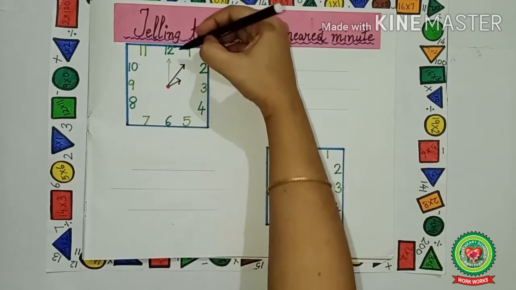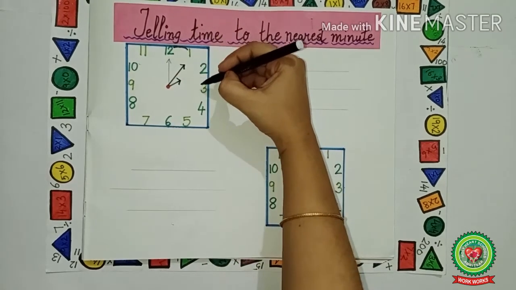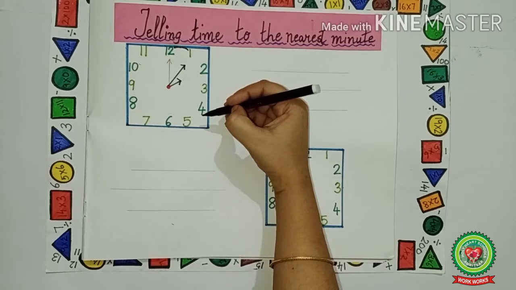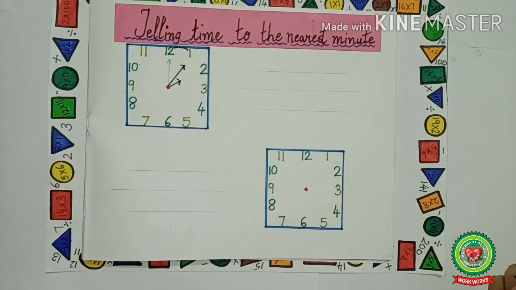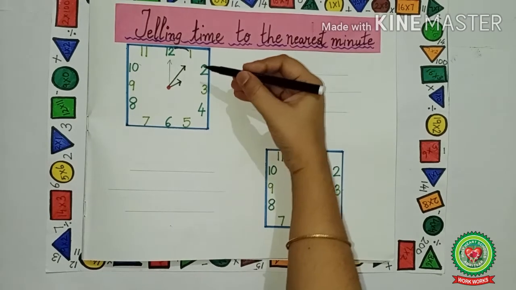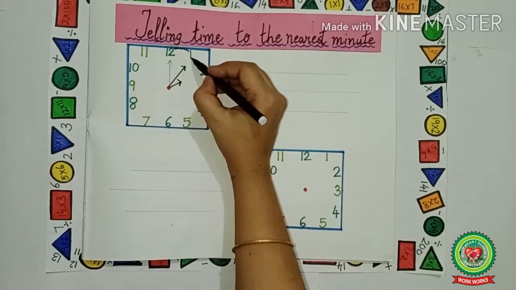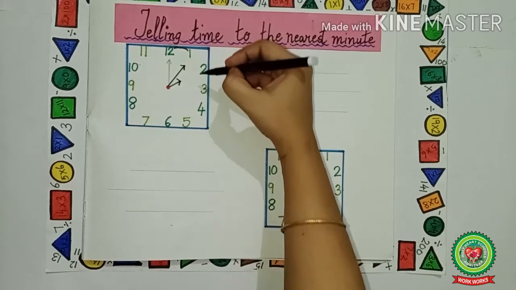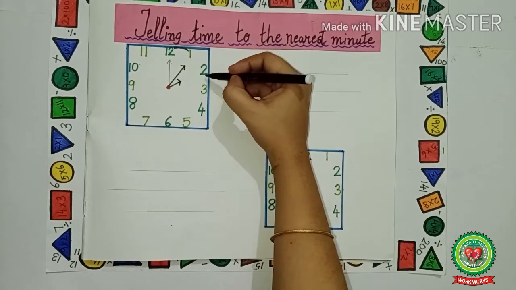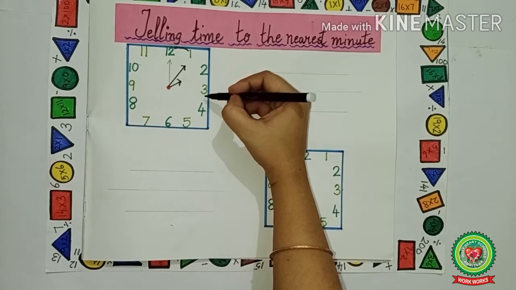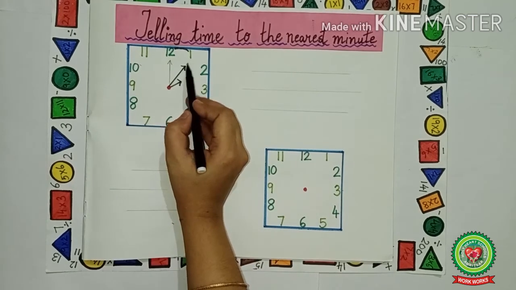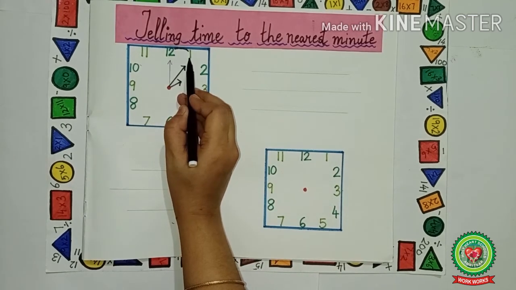We know that the interval between all the numbers is 5 minutes. How? We know that if we know the table of 5, we can easily read the minutes. From 12 to 1, it is 5 minutes. From 1 to 2, it is 5 minutes. Again 2 to 3, it is 5 minutes. That is, when the minute hand is moving from one number to the other, it is an interval of 5 minutes.